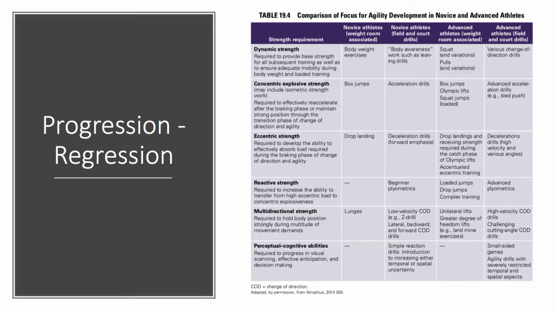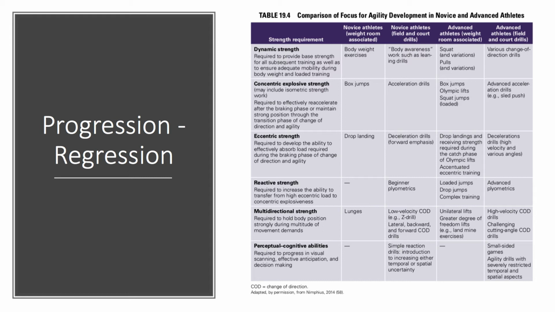Table 19.4 is a fantastic comparison of focus for agility development in both novice and advanced athletes. The first thing I want you to be able to do is classify your athlete's agility status. And this really comes down to assessing them and talking to them. Have they done any agility development before? And if they haven't, then you want to classify them as potentially novice. And then you say, okay, have you had experience in the weight room with resistance training? If the answer is yes, then they would be advanced in the weight room, but a novice for field and court-based drills. Okay, so you can train them differently in the weight room than you do on the field.